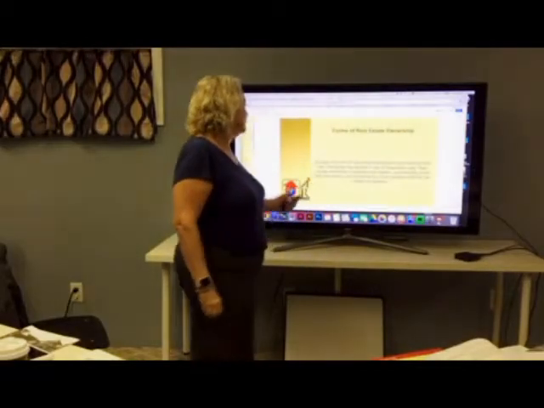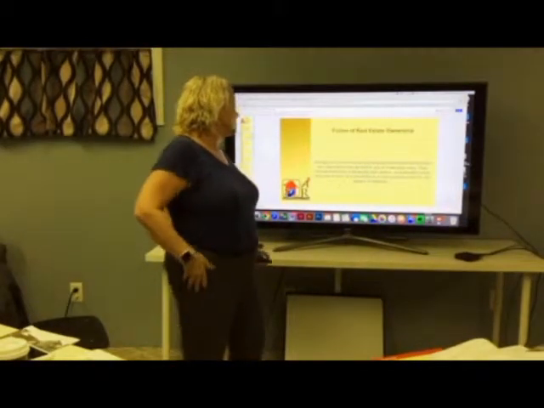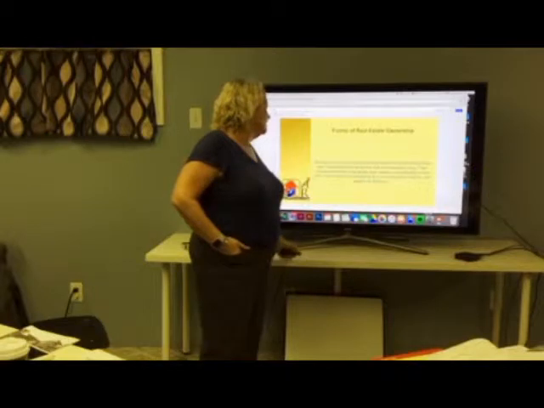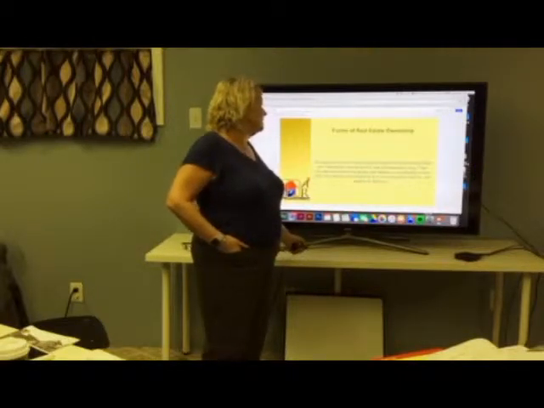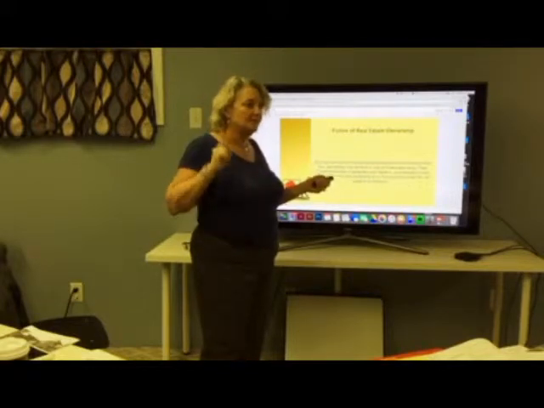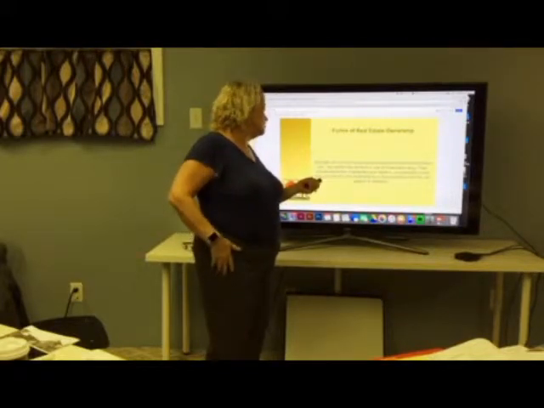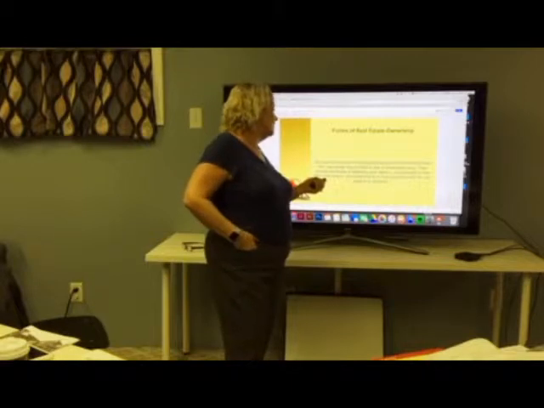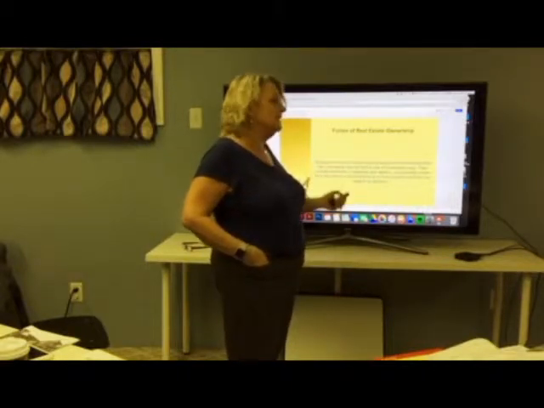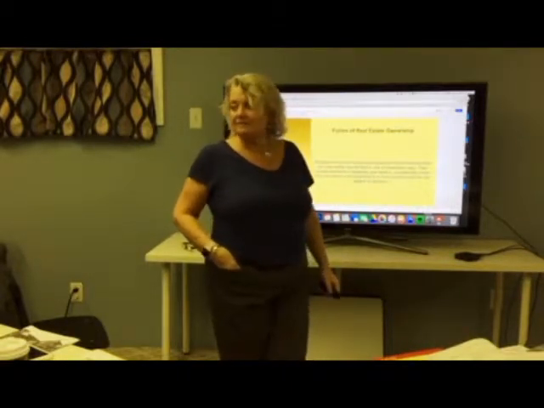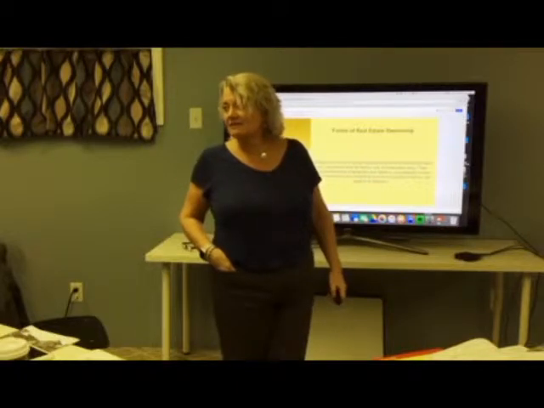All right. Forms of real estate ownership. Although the forms of ownership available are controlled by state law, real estate may be held in one of three basic ways. They include ownership in severalty, which means one owner, co-ownership, which is more than one owner, or ownership by a trust, which is property held for the benefit of another. So that's your definition of a trust. Okay?